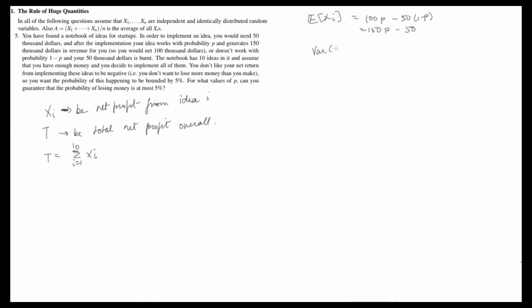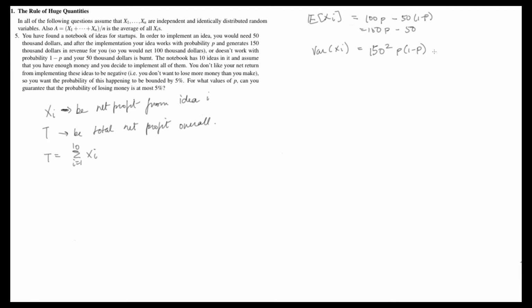Now variance of Xi, since this is actually just a binomial distribution, it can either take 150 or negative 50. But it's shifted down by 50 from 0. So you're shifting the distribution of 0 and 150 back, but shifting a distribution doesn't change the variance. So this is just a scaled binomial distribution. So it's 150 squared, because instead of being 0 and 1, you have 0 and 150. So it's 150 squared times P times 1 minus P.